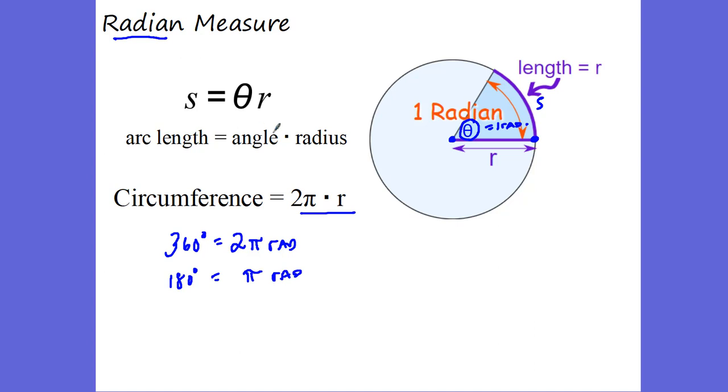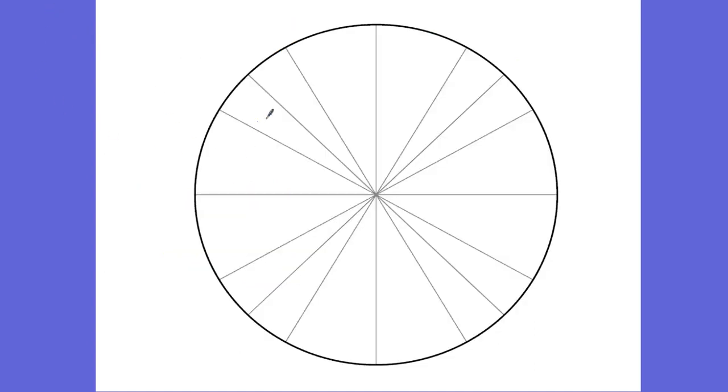And we have this equation: the arc length, which is the distance around the curved edge of the circle, is equal to the angle in radians times the radius. That angle must be in radians. We're going to use this as we go along.